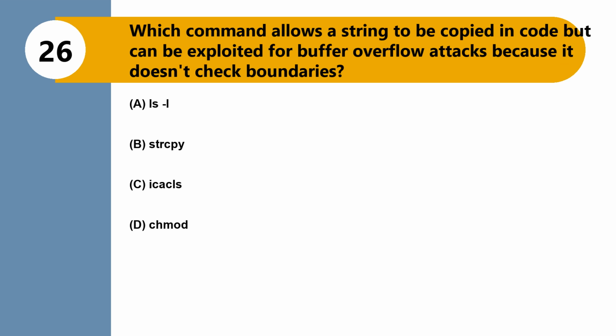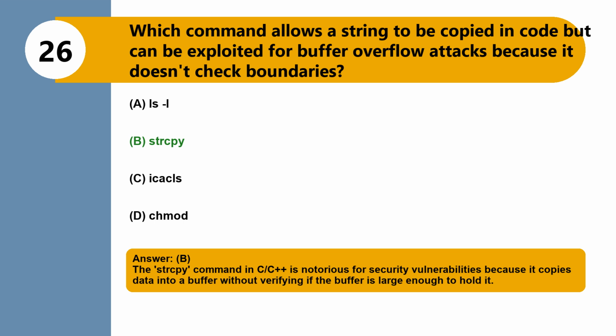Question 26. Which command allows a string to be copied in code but can be exploited for buffer overflow attacks because it doesn't check boundaries? Option A, ls. Option B, strcpy. Option C, icicles. Option D, chmod. The correct answer is option B, strcpy. The strcpy command in C/C++ is notorious for security vulnerabilities because it copies data into a buffer without verifying if the buffer is large enough to hold it.